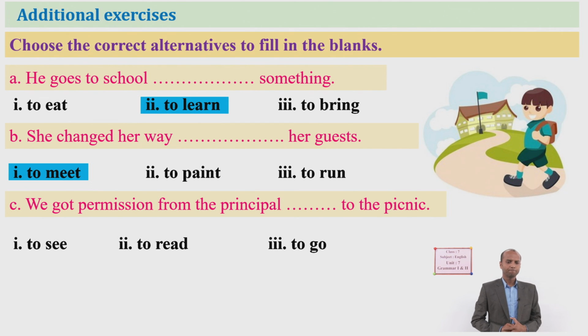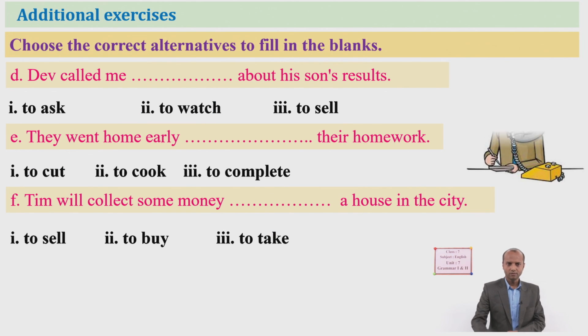Next, number C. We got permission from the principal, to the picnic. And your options are to see, to read, to go. And what is your answer? Yes, definitely. It is number 3, to go to the picnic. Well done. Let's move on to other 3 sentences.